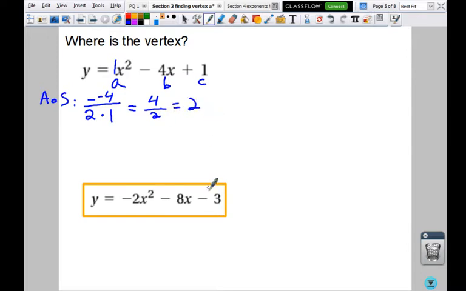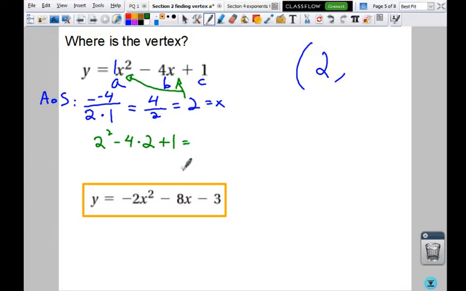Okay, I already found half my vertex now, because it's the same as my AOS. I got half my answer. It is 2. I need to find the second half, and to do that, I'm going to take the 2 I found and plug it in for my x in my original equation. So I'm going to go 2 squared minus 4 times 2 plus 1. And whatever that equals is the y in my vertex.